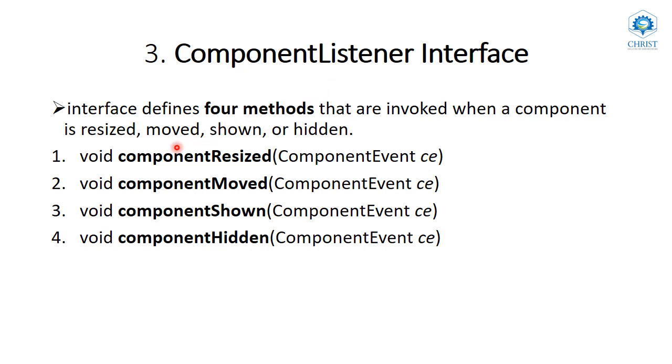If a button is hidden, or if we are trying to hide an already visible button, then the component hidden method will be invoked automatically. So once the listener is registered with the source, when the corresponding event occurs, the corresponding method inside the interface will be invoked automatically.